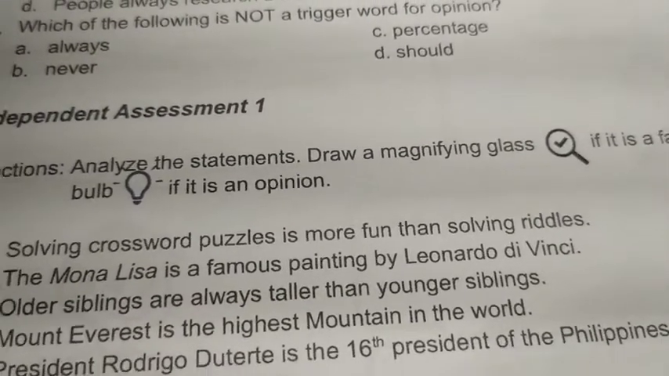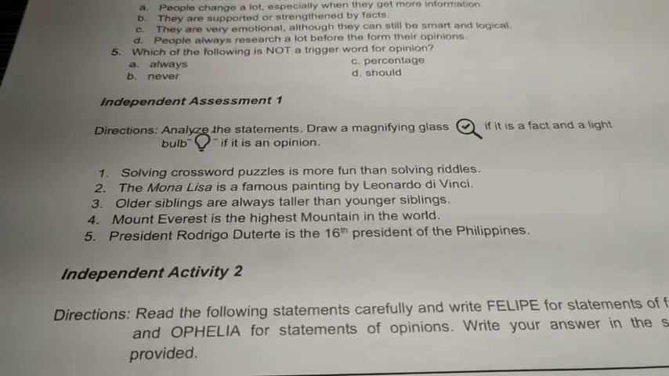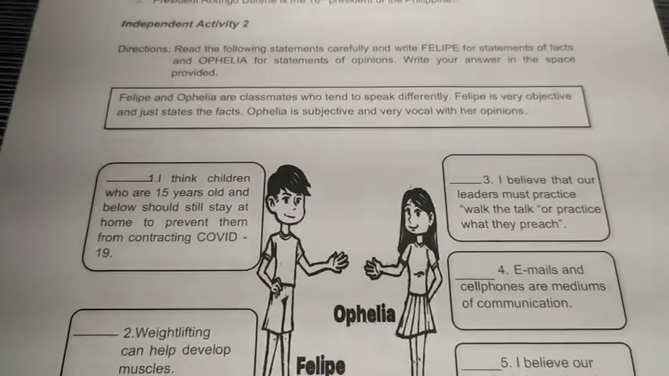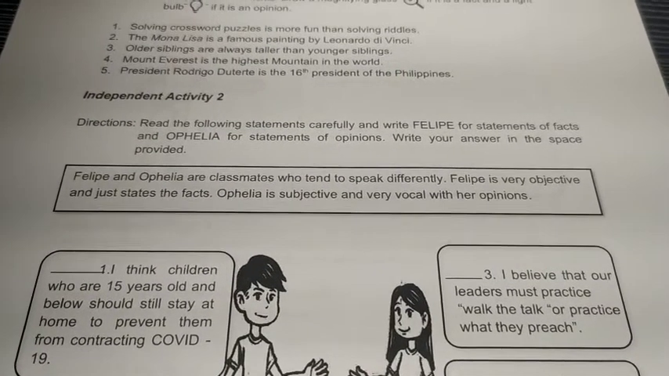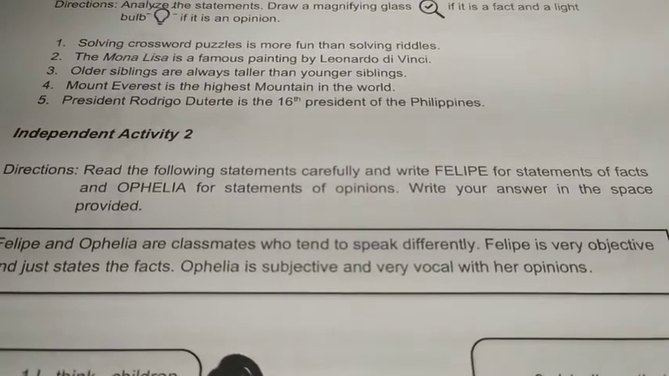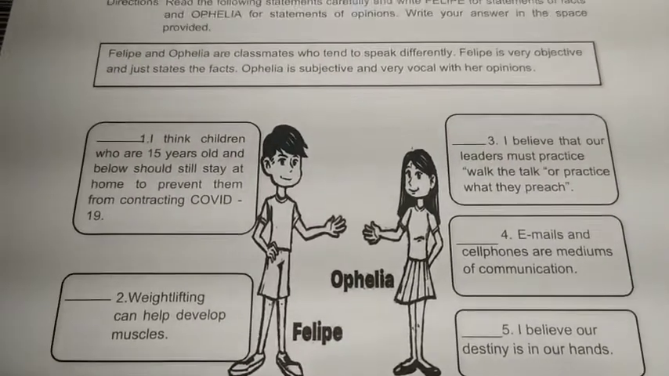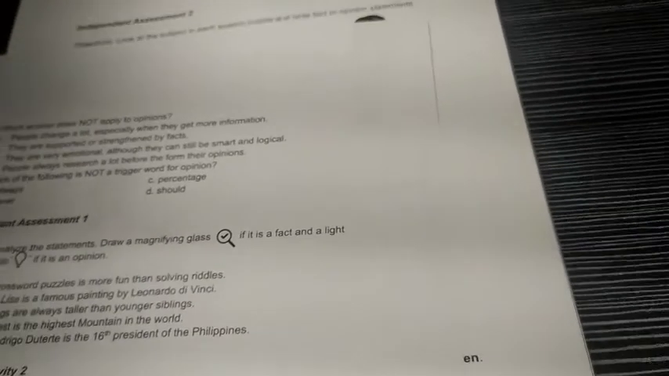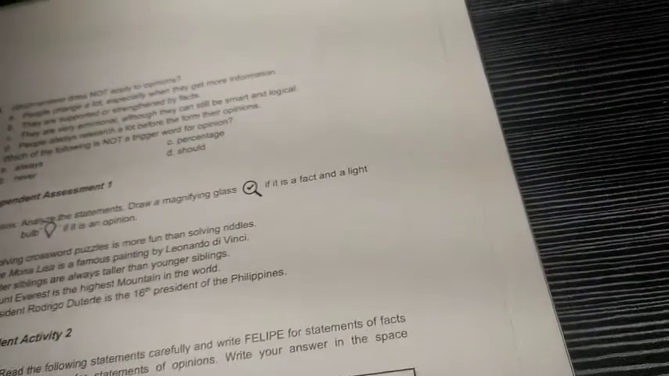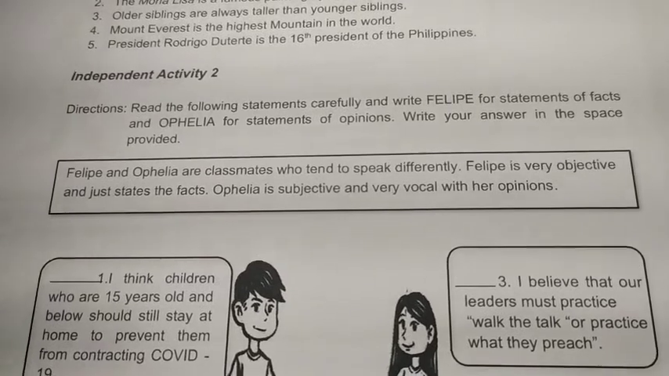Then a bulb if it is opinion. So you will identify if it's fact or opinion. Then independent activity number 2, read the following statements carefully and write Felipe for statements of facts and Ophelia for statements of opinion. So yeah, you will also identify if it is fact or opinion, but you will write Felipe if it's fact, then Ophelia if it is opinion, because like what is stated here, they speak differently.